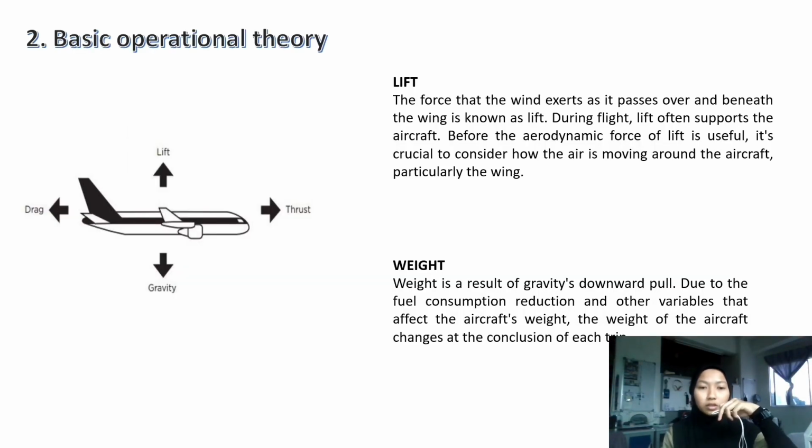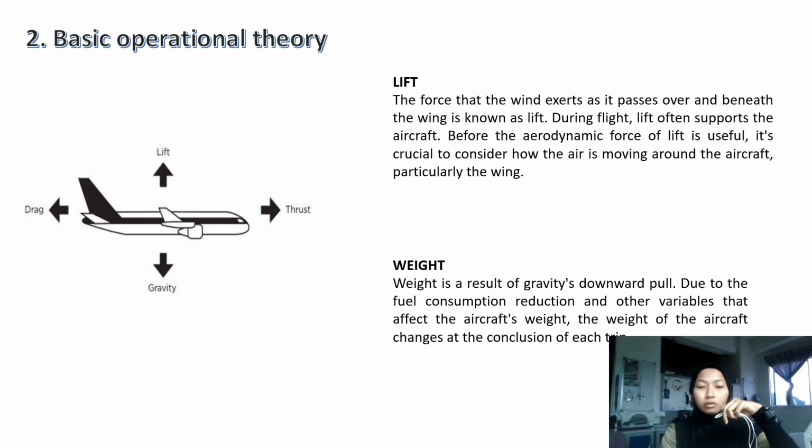So the basic operational theory: there are four main forces that act on the aircraft. First is the lift. Lift is the force that the wing exerts as air passes over and beneath the wing. During flight, lift supports the aircraft. Before the aerodynamic force of lift is useful, it is crucial to consider how the air is moving around the aircraft, particularly the wing. And next, the weight.